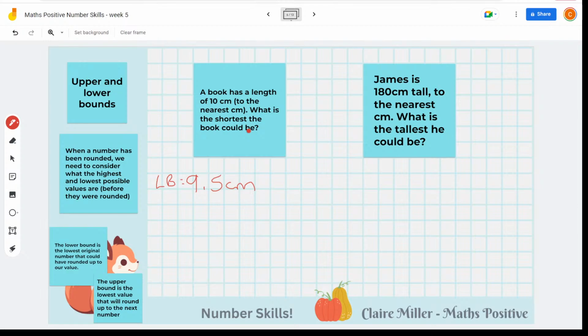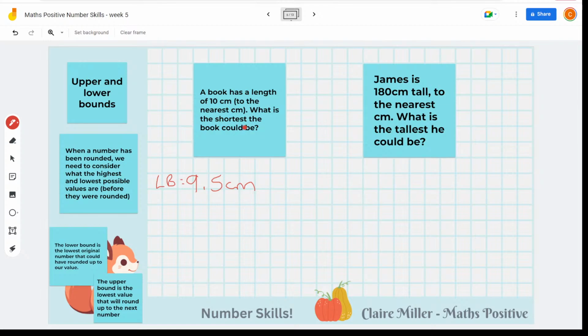So often we'll write the upper bound, the tallest or the longest that something could be, as a slightly bigger number than it really should be, just to make it a little bit easier. So what about this one? James is 180 centimetres tall to the nearest centimetre. What's the tallest he could be? So we need to think about what the tallest is that he could have been measured as, and it would still have rounded down to 180.